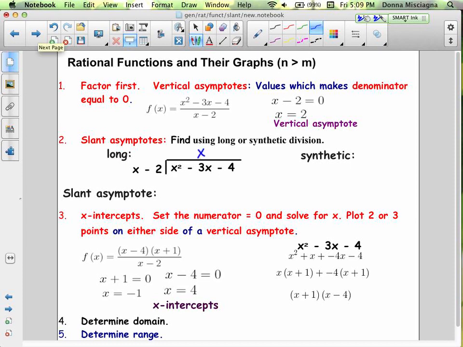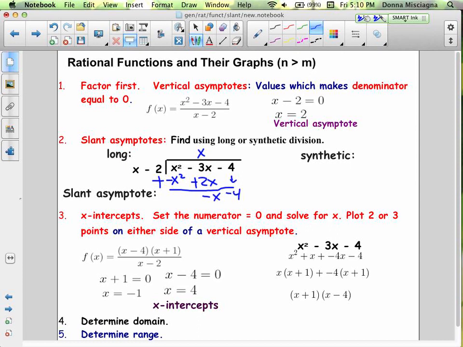Right? So x goes into x squared x times. x times x is x squared. x times negative 2 is negative 2x. And we remember that subtraction means to add the opposite. Right? So x squared minus x squared would be 0. And then negative 3x plus positive 2x is a negative x. And then we bring down the next one, we bring down the negative 4.